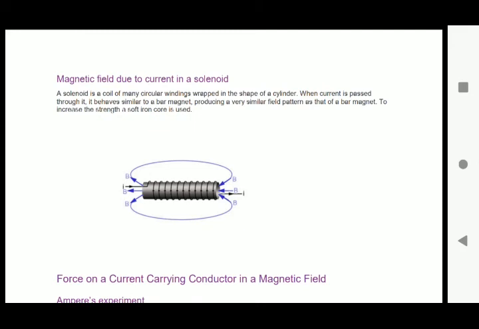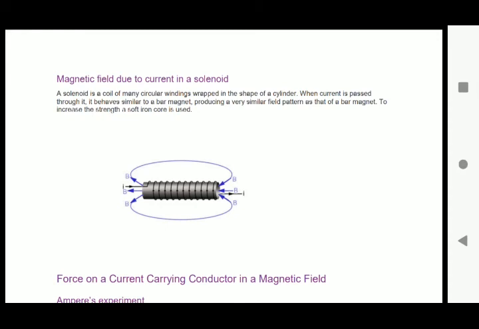How can you identify the north pole and a south pole? If you bring the north pole of a bar magnet near to one end of the solenoid, if it attracts, then that end of the solenoid will be a south pole. And if repulsion is there, that means that end will be a north pole.